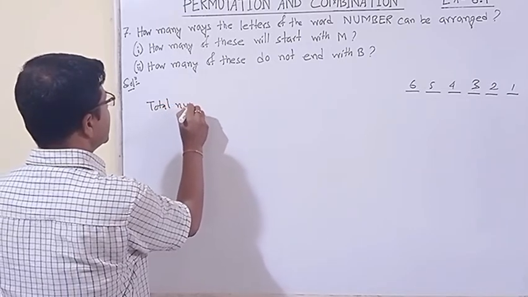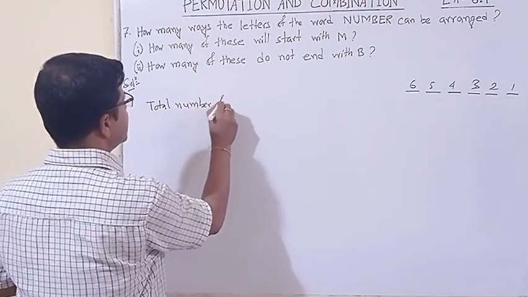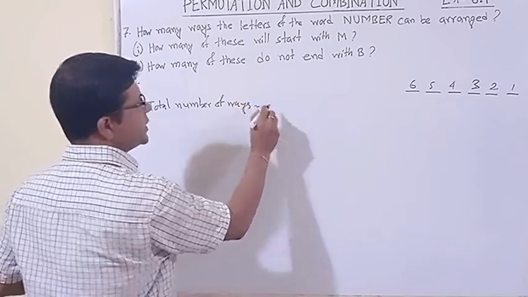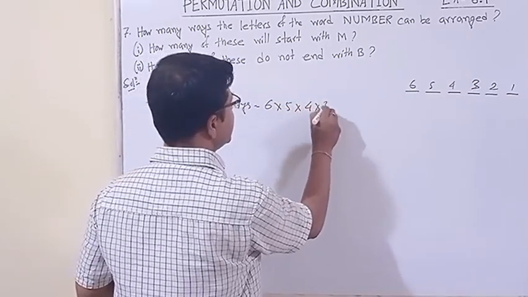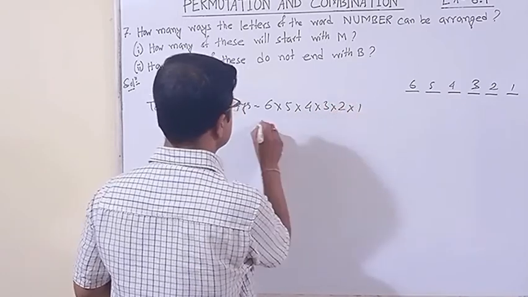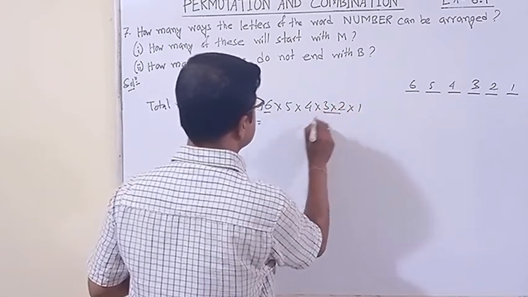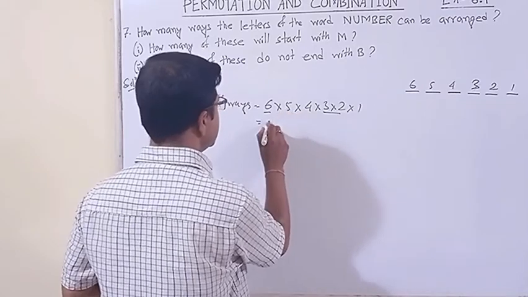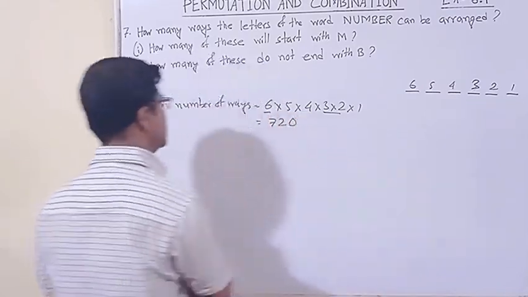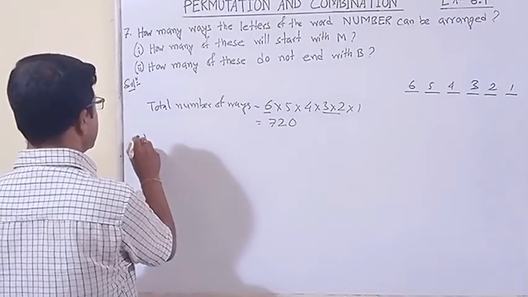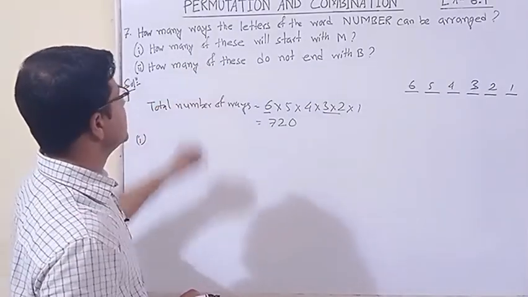Total number of ways. What will we do? We shall simply multiply 6 into 5 into 4 into 3 into 2 into 1. Let us multiply. 6 5s are 30, 30 into 4 is 120, 120 into 6 is 720. So the total is 720.